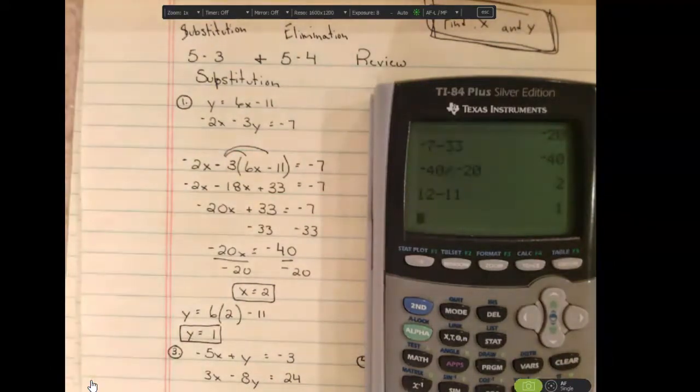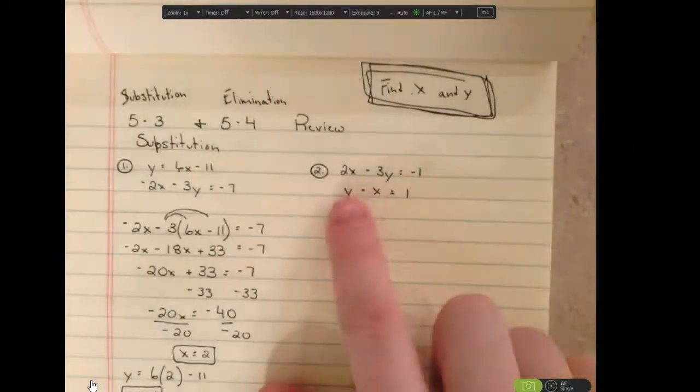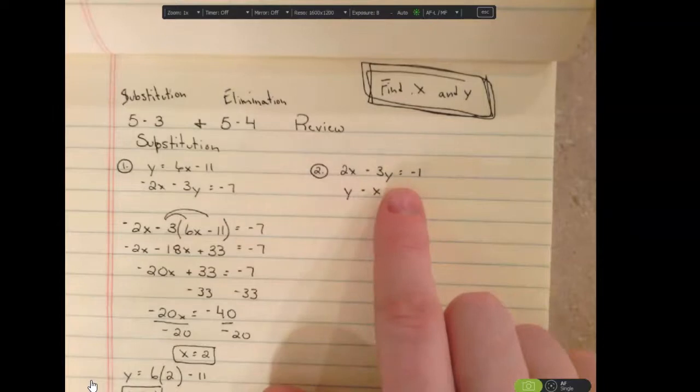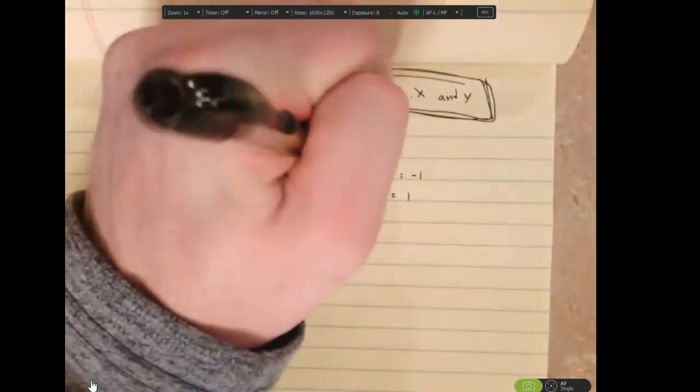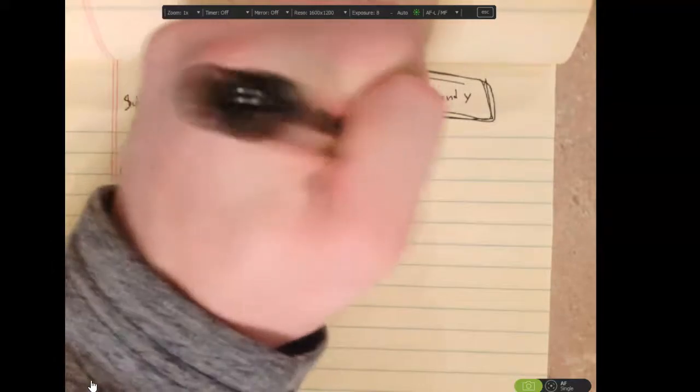And there you have it. X equals 2. Y equals 1. Let's move on to number 2. Number 2, I have 2x minus 3y equals negative 1. Y minus x equals 1. And again, we're still going to solve through substitution.